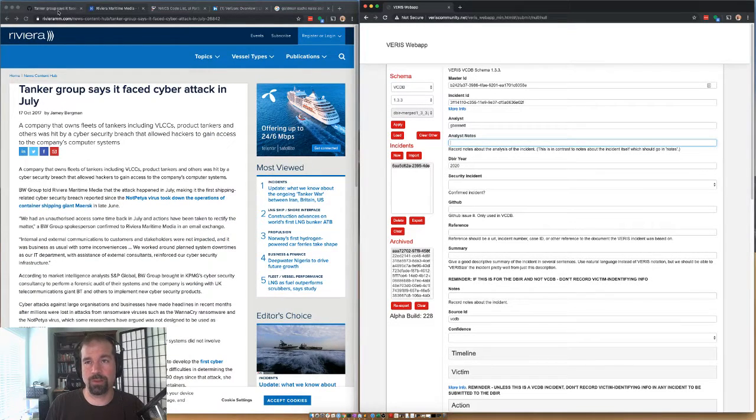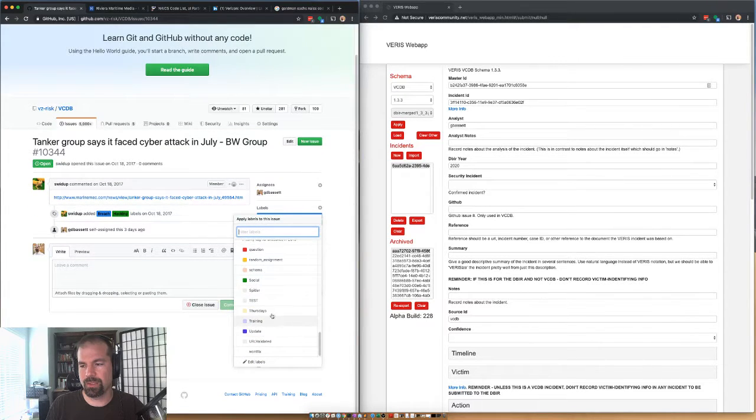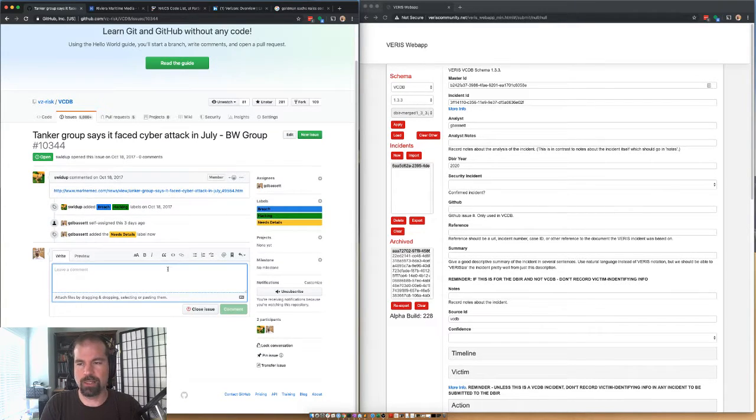I'm going to mark this one as needs more information as well. The reason being, it really lacks any detail about what happened. I think it was reported because it came after the NotPetya attacks, and so they've apparently kind of put it in here because of that.